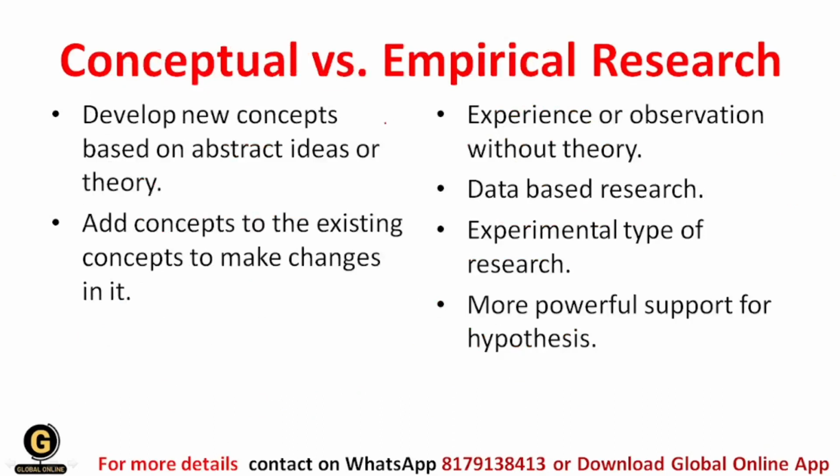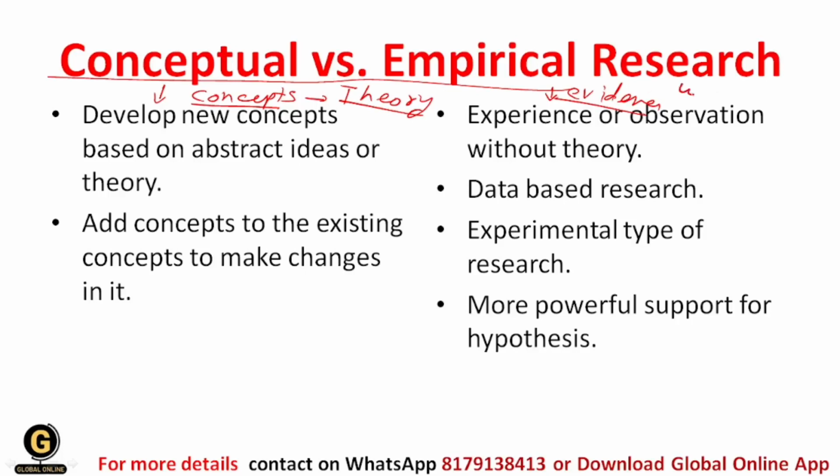Now students, let us see what conceptual and empirical research are. As the name suggests, conceptual research is based on concepts. And where do concepts come from? Theory. Empirical means it is based on evidence, not theory, evidence that we observe through our eyes, so it is not based on theory.